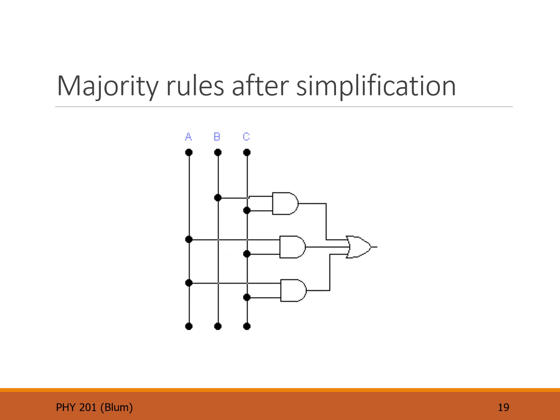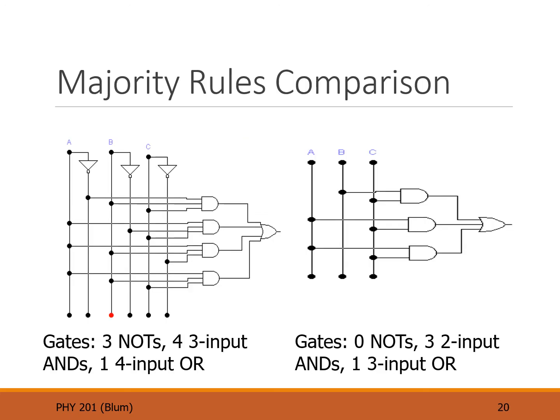And here we are showing the logic of that simplified expression in terms of gates. So here's a side-by-side comparison of the unsimplified and the simplified. The unsimplified on the left uses 3 NOT gates, not seen on the right. It has 4 3-input ANDs, whereas over on the right we have 3 2-input ANDs. And finally, on the left we have a 4-input OR gate, whereas on the right we only have a 3-input OR gate. So simpler all around.